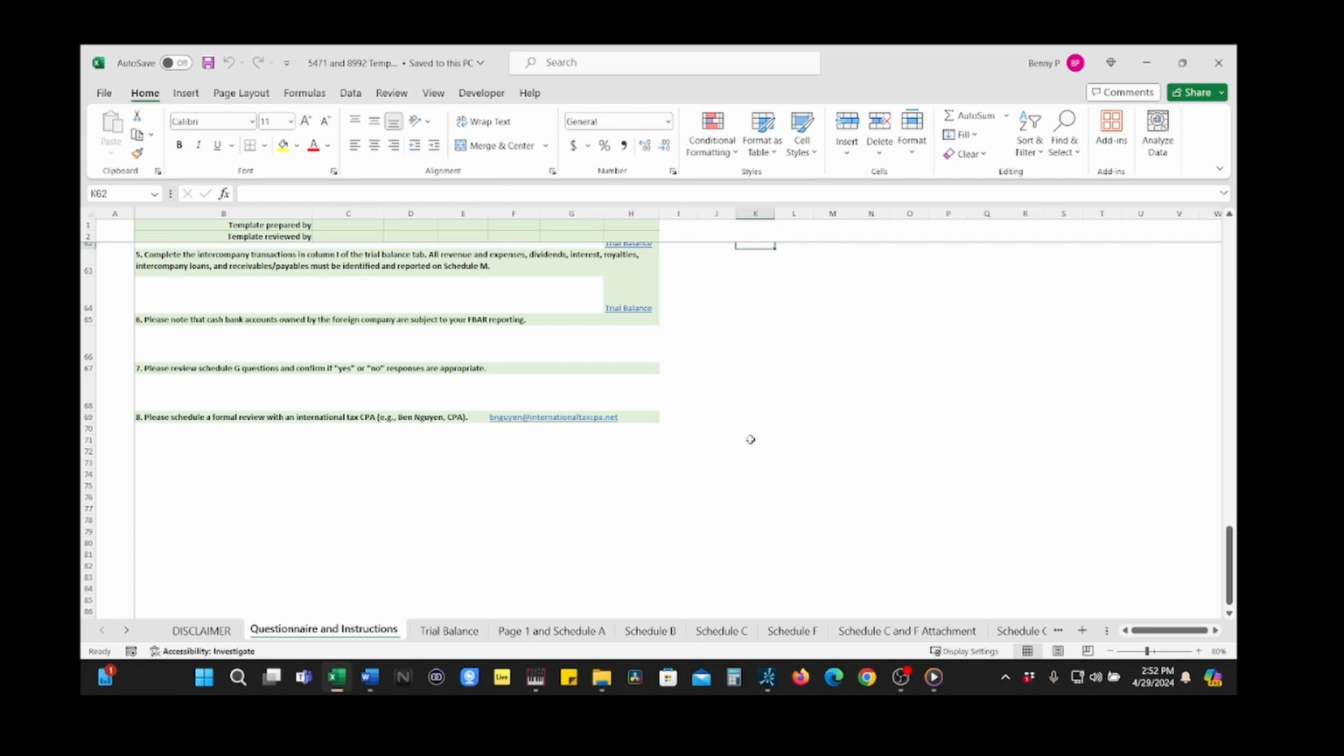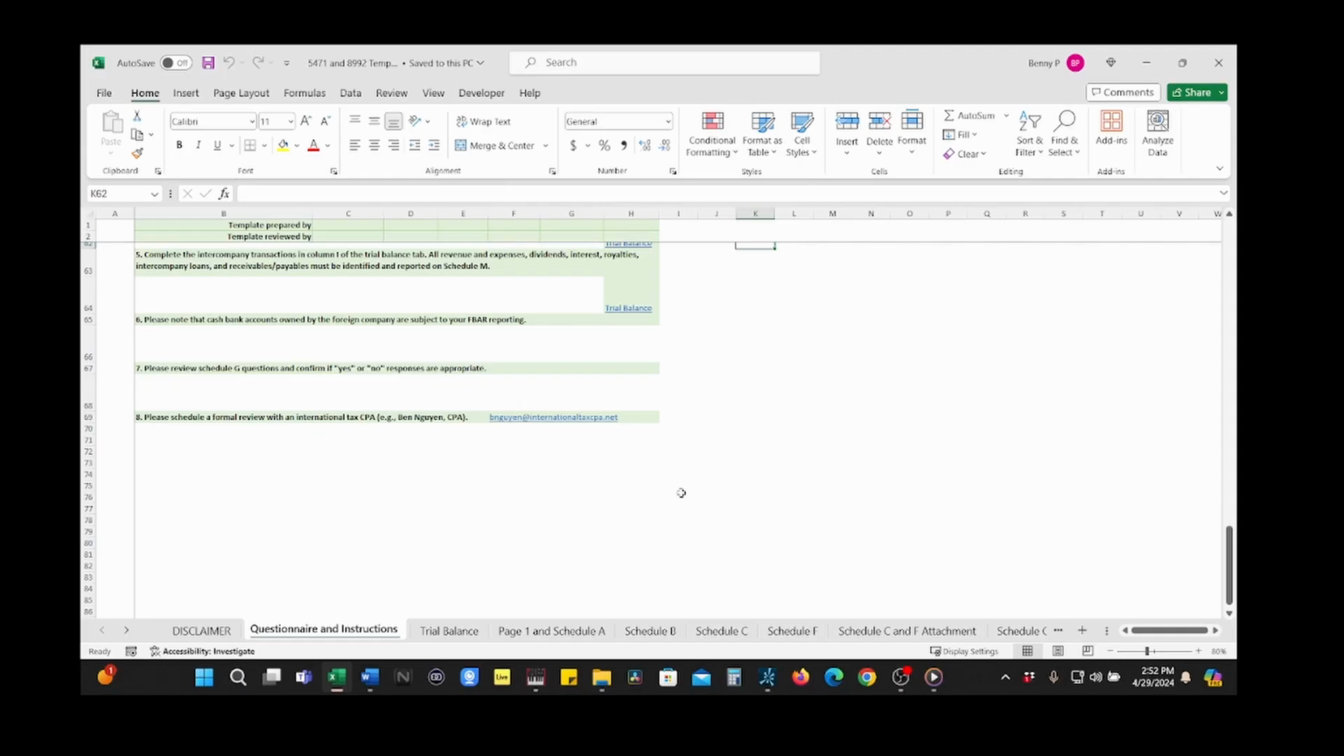the international tax provisions of the Internal Revenue Code. So I would suggest, if you don't understand these questions, reach out to an international tax professional. For number 8, even though the template can calculate a basic Form 5471 and Form 8992, there are many nuances with every situation, so I would suggest that you reach out to an international tax professional to review your workbook.